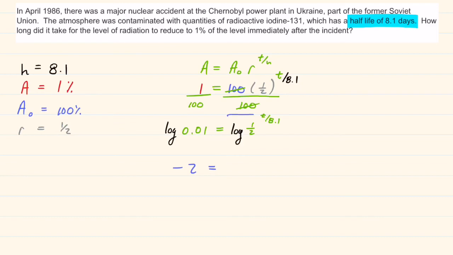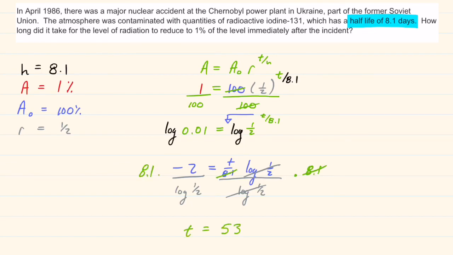So I get -2 equals, I'm going to roll down the T over 8.1, T over 8.1 times the log of 1/2. Divide both sides by log 1/2, and now I'm going to multiply both sides by 8.1 to get T by itself, and this is what I'm going to enter into the calculator: 8.1 times -2 divided by the log of 1/2. And I will get 53.815 days. So that's how long it takes until the level of radiation is reduced to 1% of the level immediately after the incident.